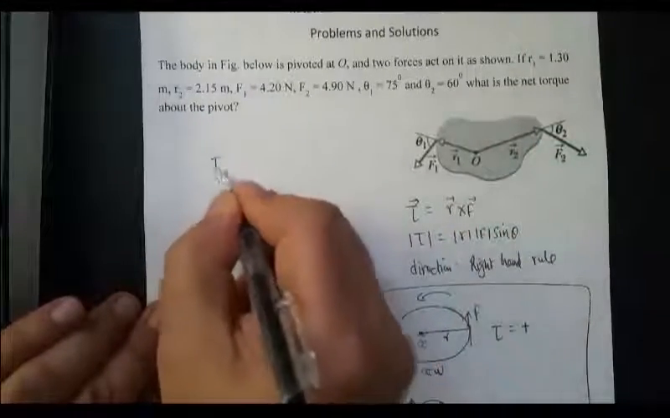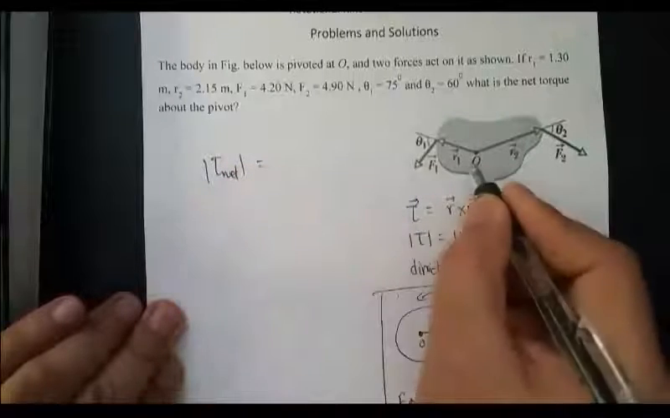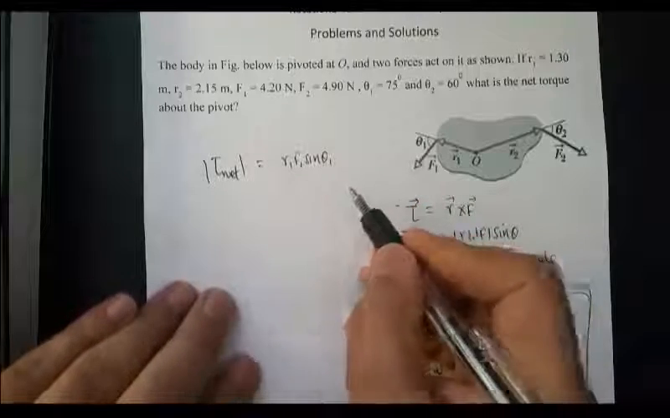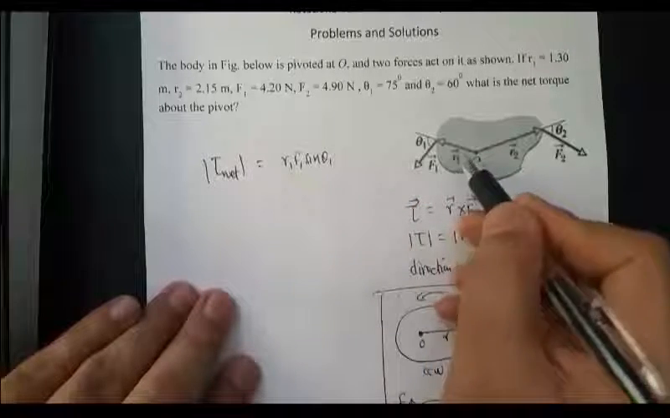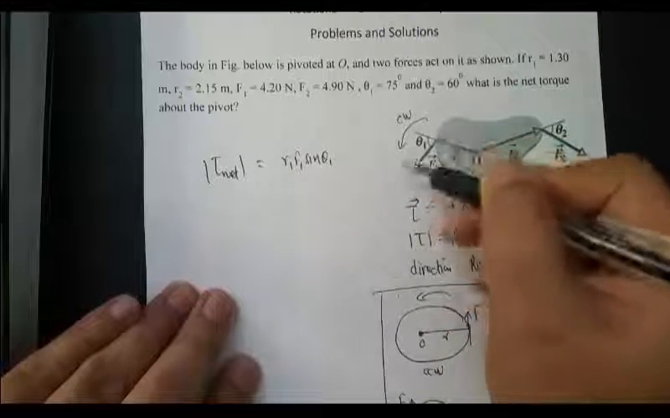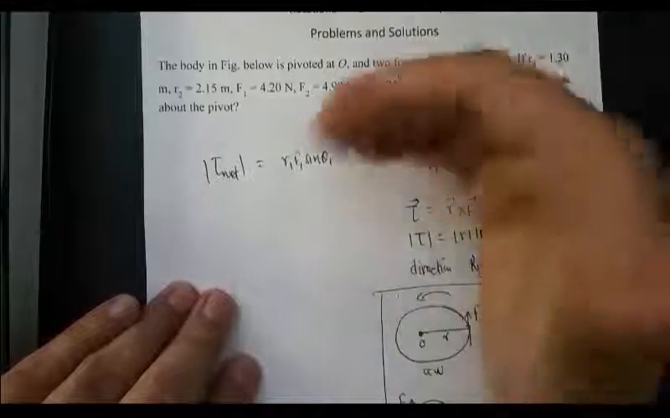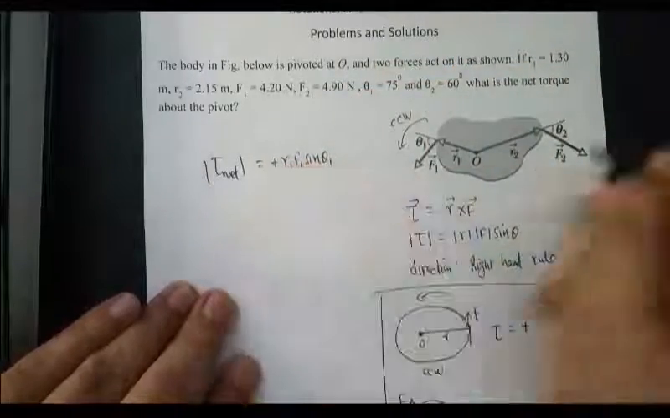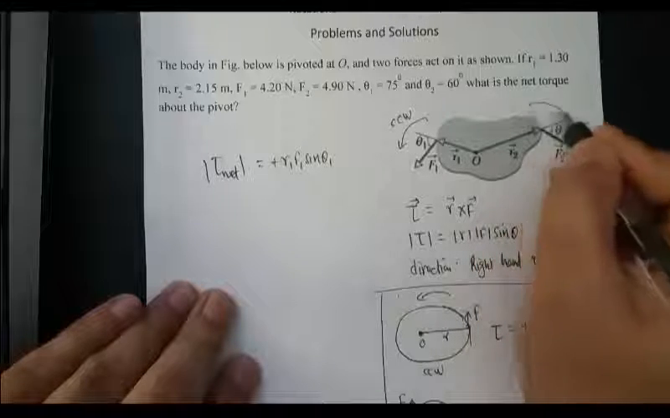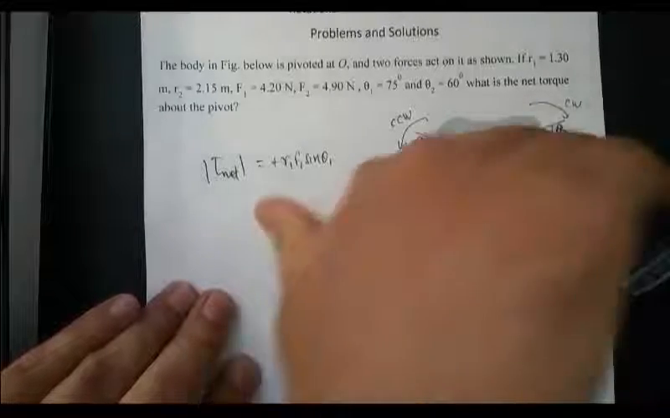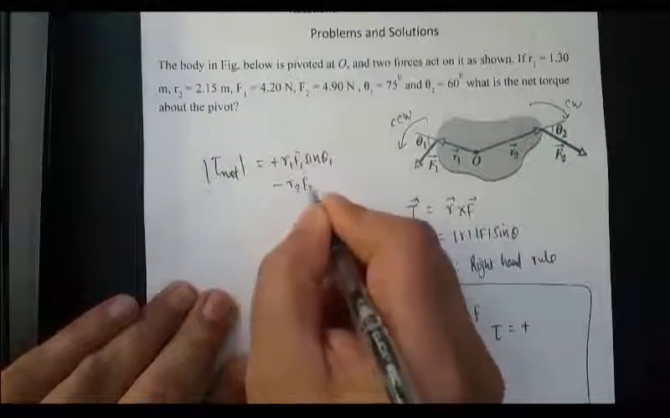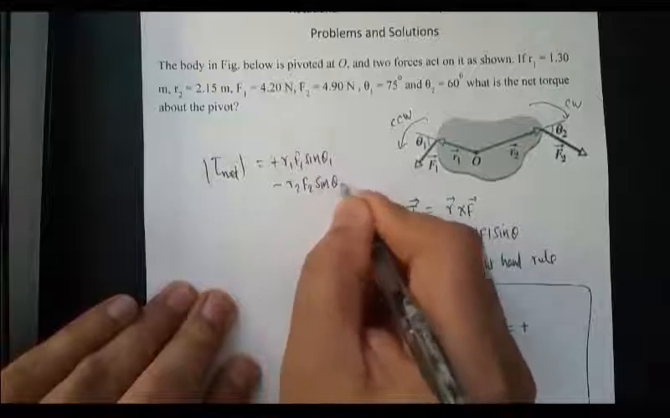The magnitude of the net torque is R1 F1 sine theta 1. You have to decide whether it is positive or negative. R1 F1 is trying to produce torque like this, which is counterclockwise, so it's positive. Whereas F2 will produce clockwise rotation, so it's negative: negative R2 F2 sine theta 2.